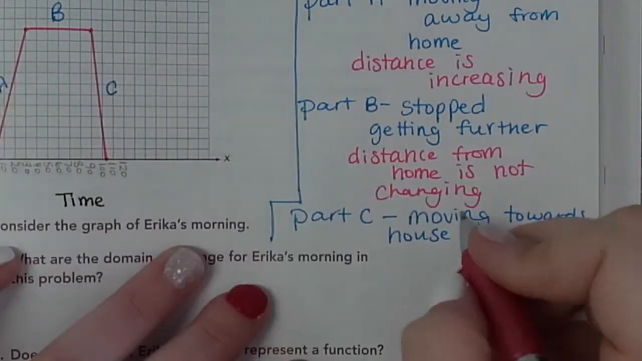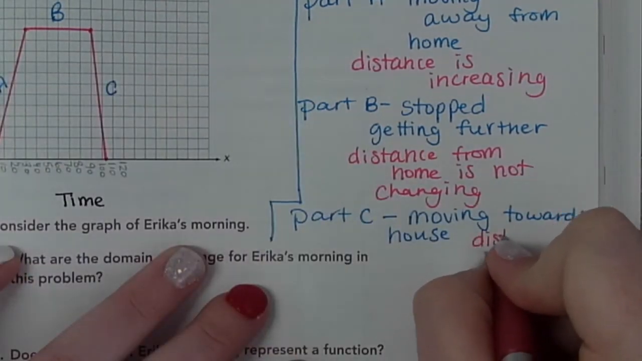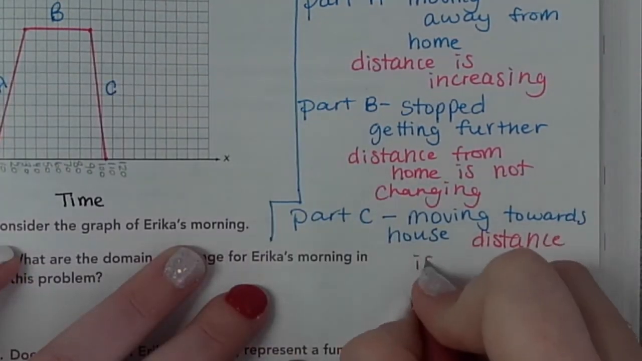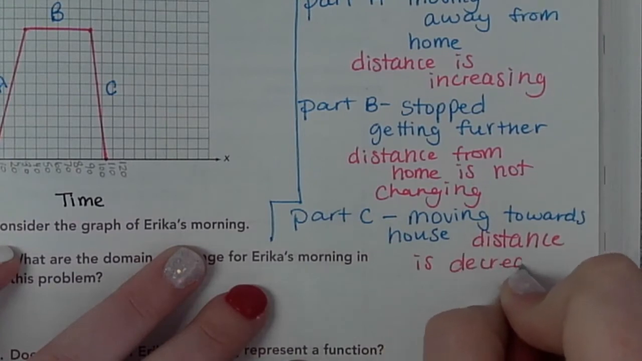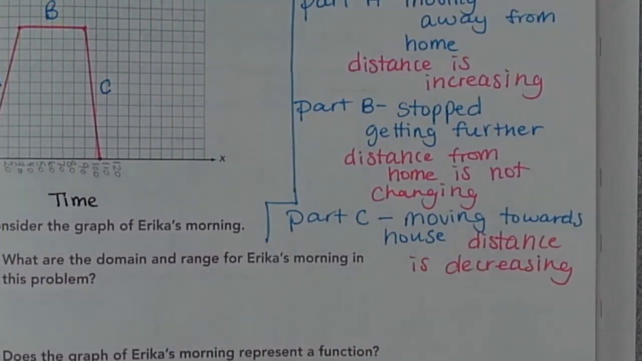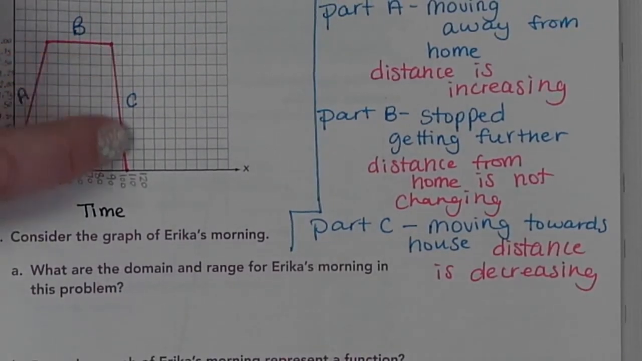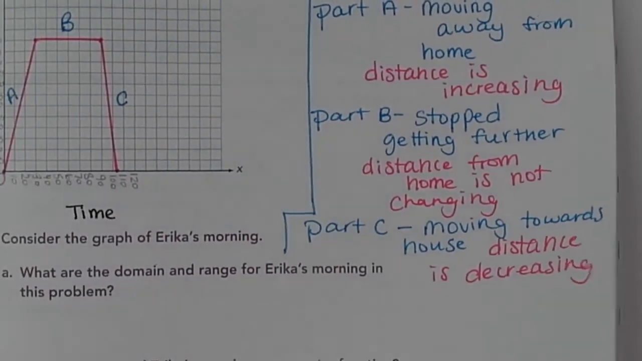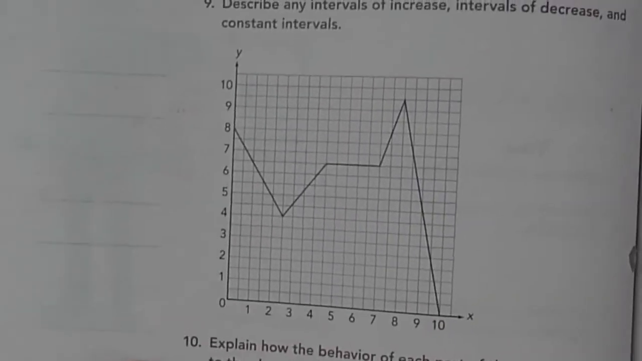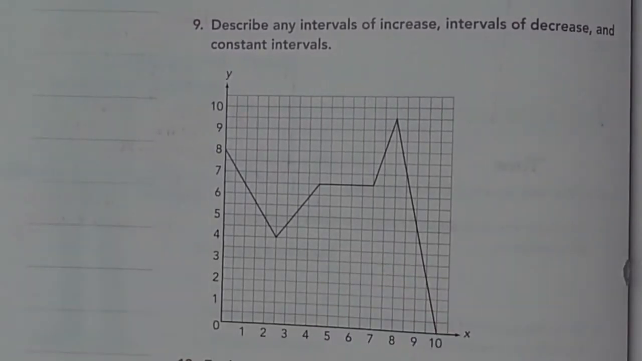And so her distance is decreasing. Okay, so her distance is going down. You can see the graph is going down. Okay, now let's look at this one. This is on the back side of that page, so page 232.